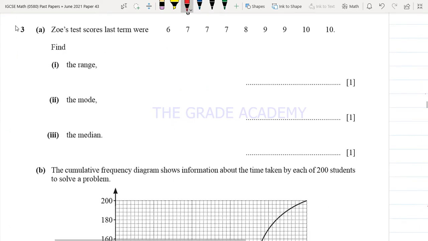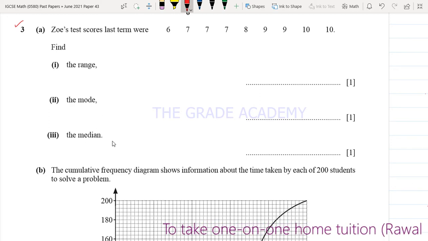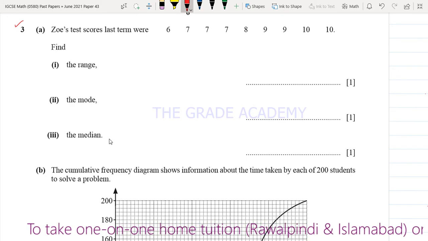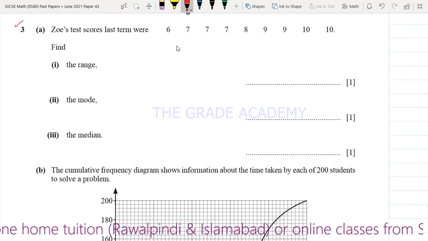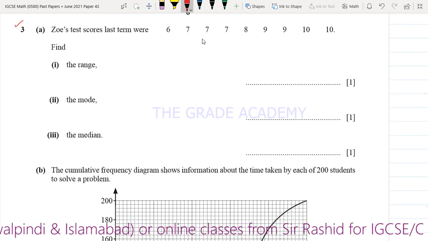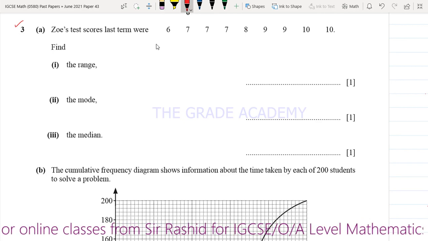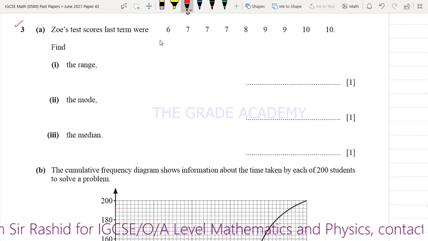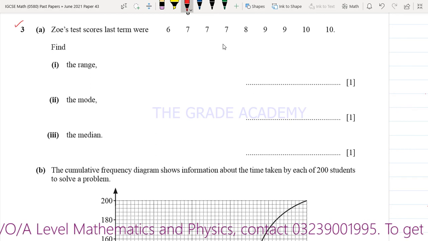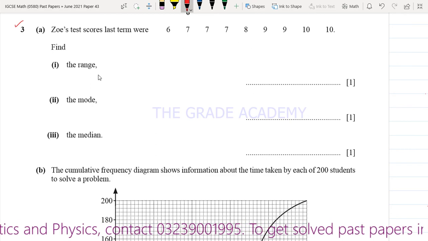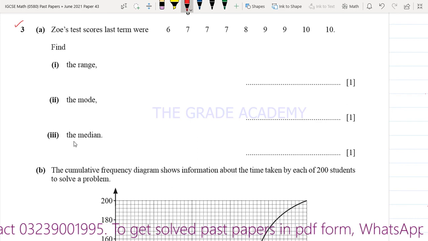Now this is question number 3. Zoe's test scores last term were 6, 7, 7, 7, 8, 9, 9, 10, 10. Find the range, the mode, the median. So here we are given data which contains the numbers, which are basically the test scores that Zoe got last term. And for this data, we have to find the range, the mode, and the median.